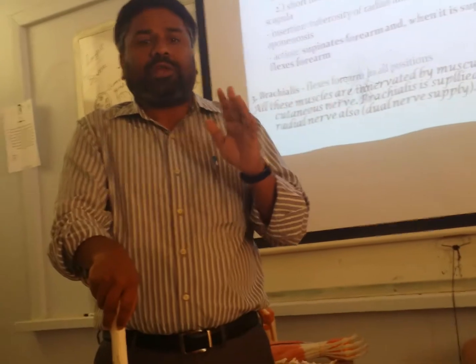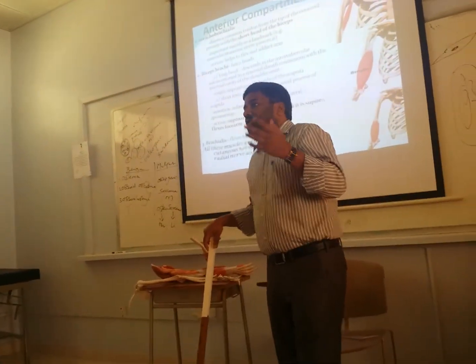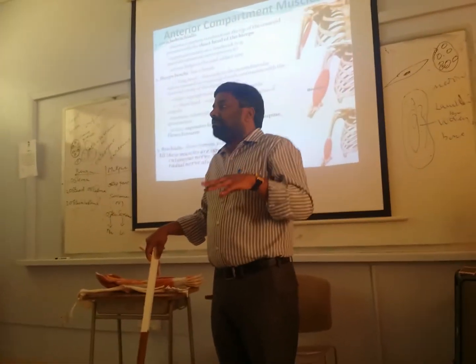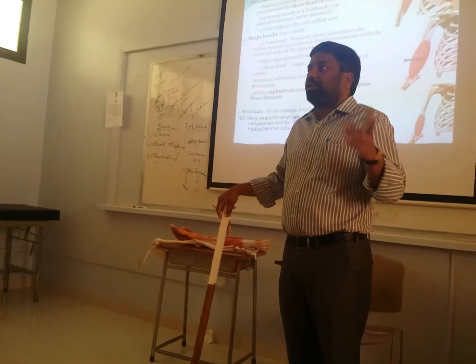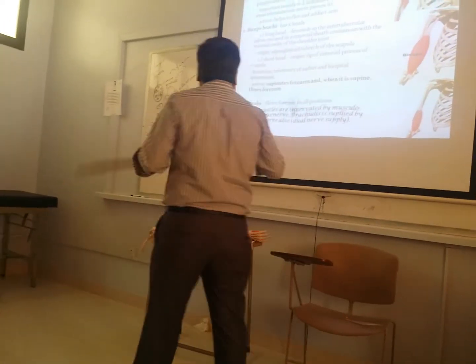Musculocutaneous nerve. So maybe from an MCQ point of view, which is the nerve which pierces coracobrachialis? What is that? Musculocutaneous nerve. Or name the nerve which pierces coracobrachialis. What is that nerve? Musculocutaneous nerve. Right. So next, second muscle.